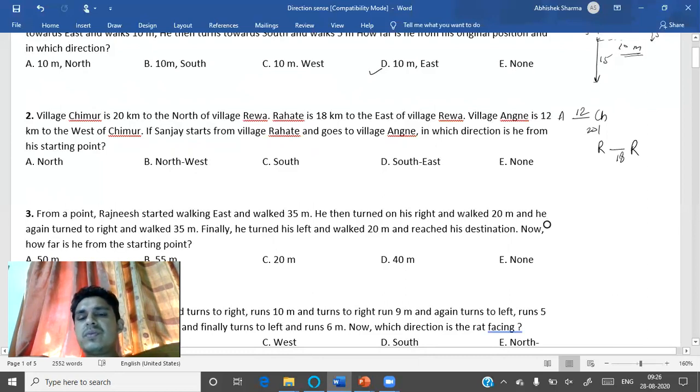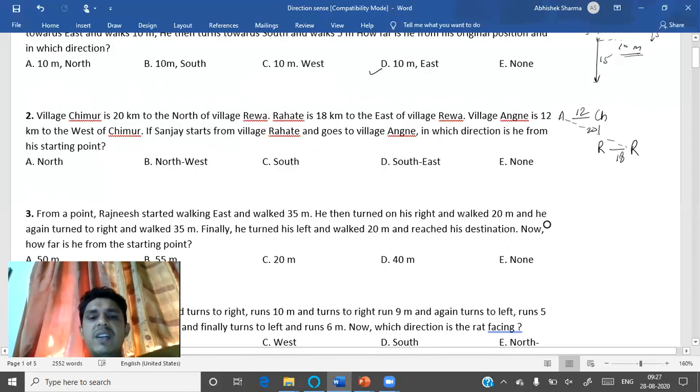So from this position he has started, and Anjani village he is going. So in which direction he is going? It is very simple that he is moving in northwest direction. So answer will be B, right? Okay, coming to the next question.